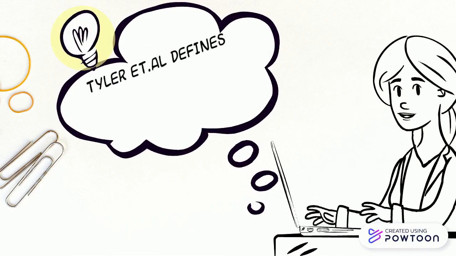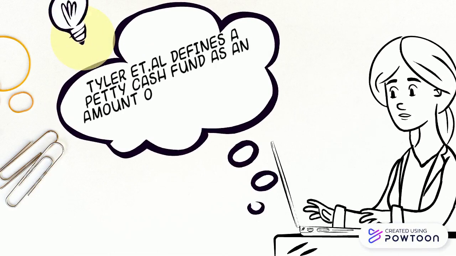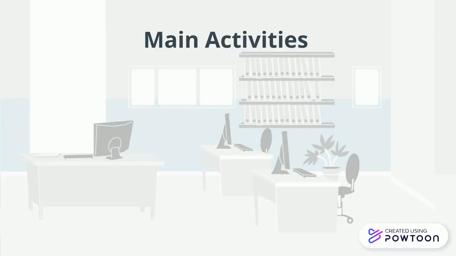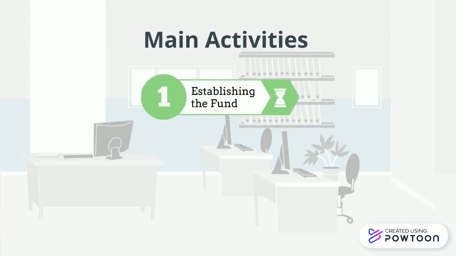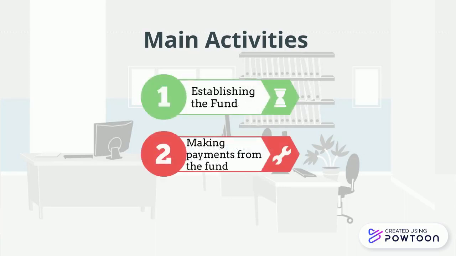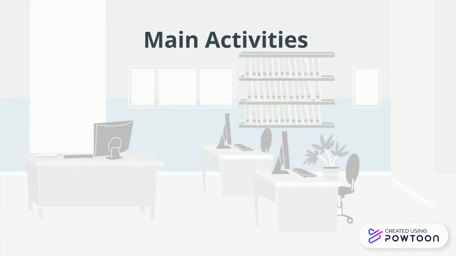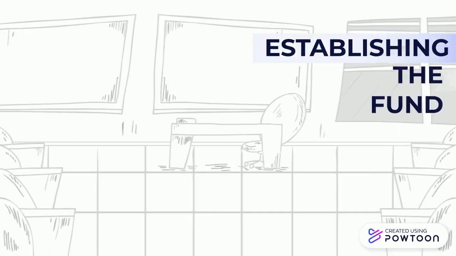Tyler et al. defines a petty cash fund as the amount of cash kept on hand to pay for minor expenditures. This accounting method involves three main activities: 1. Establishing the fund, 2. Making payments from the fund, and 3. Replenishing the fund. So let's take a look at the first activity, establishing the fund.